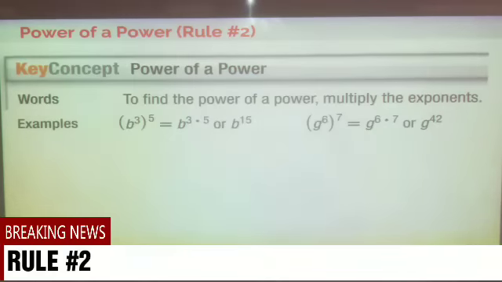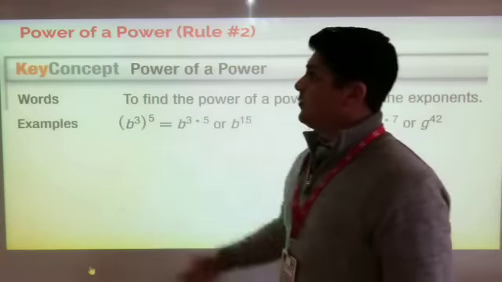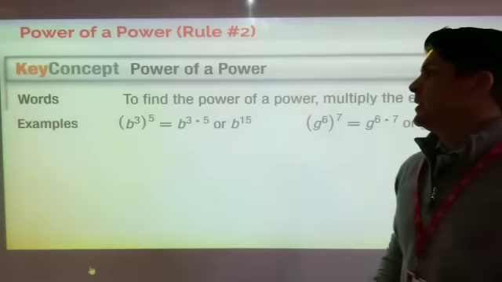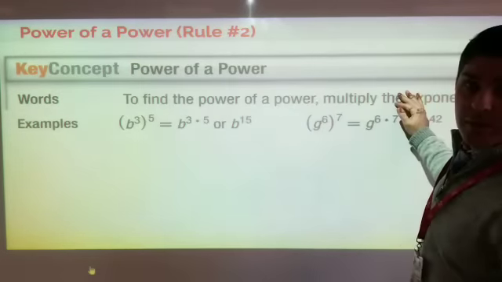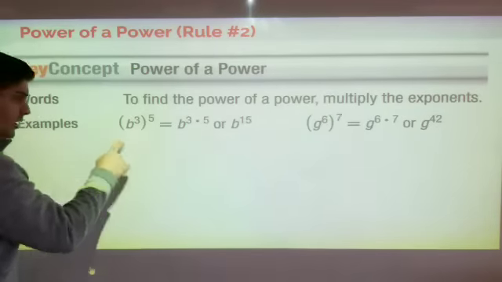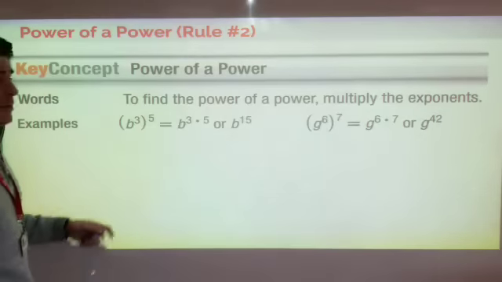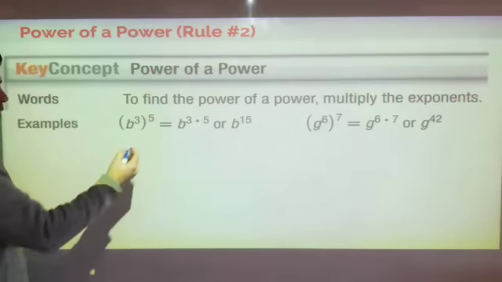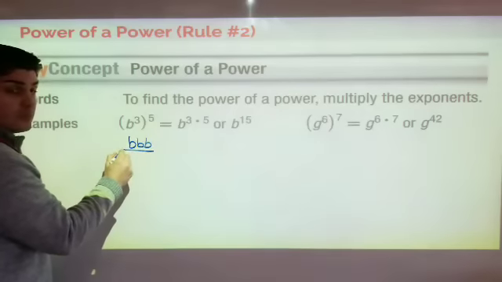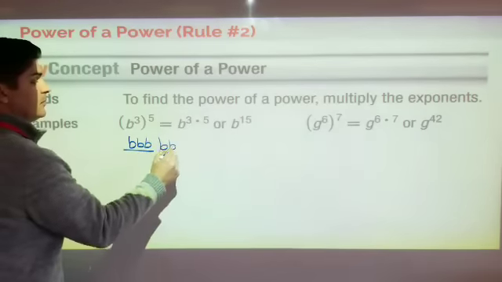Here's your second rule of multiplying, or laws of exponents: power of a power. To find the power of a power, this is a power, this is another power. All we do is multiply those exponents. Or you can think of it as b to the third, 5 times.